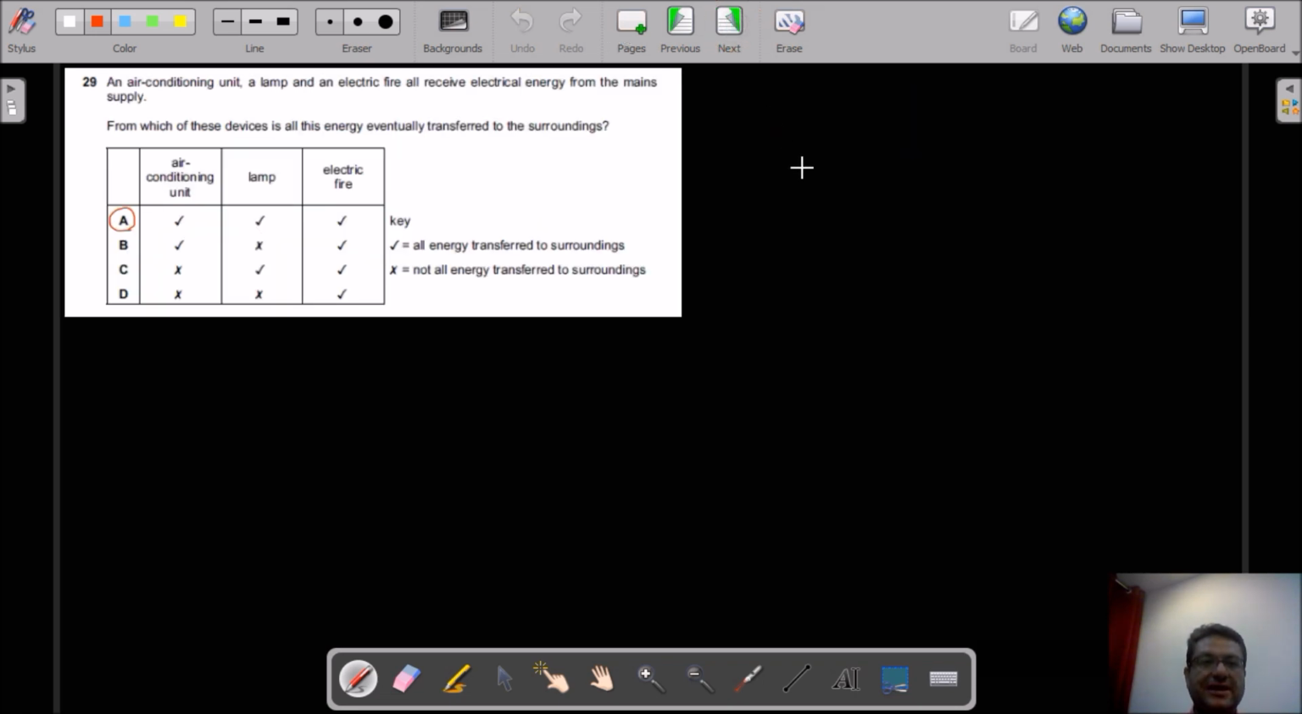An air conditioning unit, a lamp, and an electric fire all receive electrical energy from the main supply. From which of these devices is all its energy eventually transferred to the surroundings? Okay, key. All energy transferred to surroundings, so tick, and cross for not all energy transferred to surroundings. This is key for this table. Now, we know that air conditioning unit, lamp, and electric fire, all energy of them transfer to surroundings. That's why A is right.